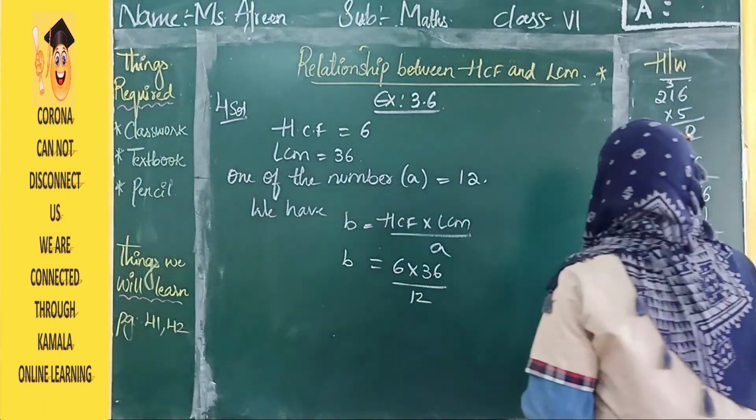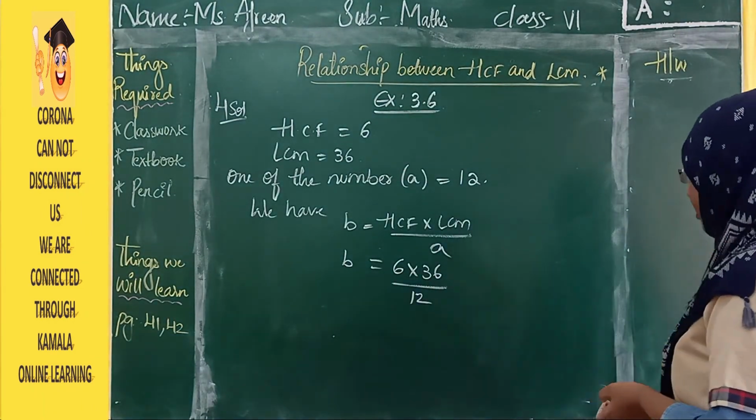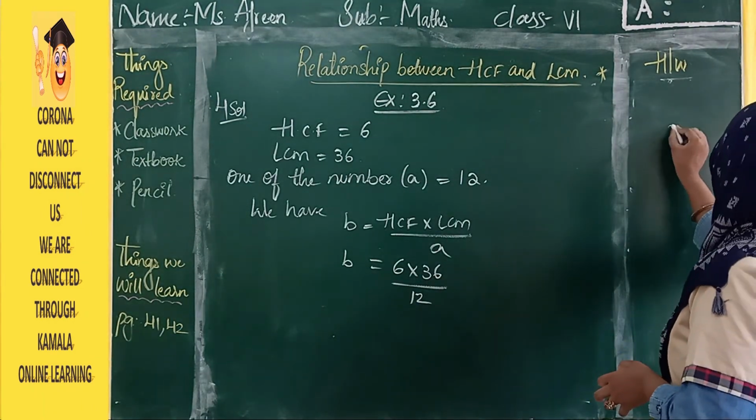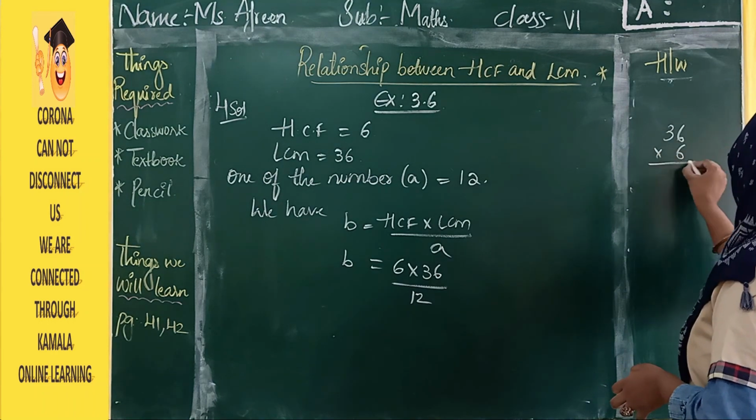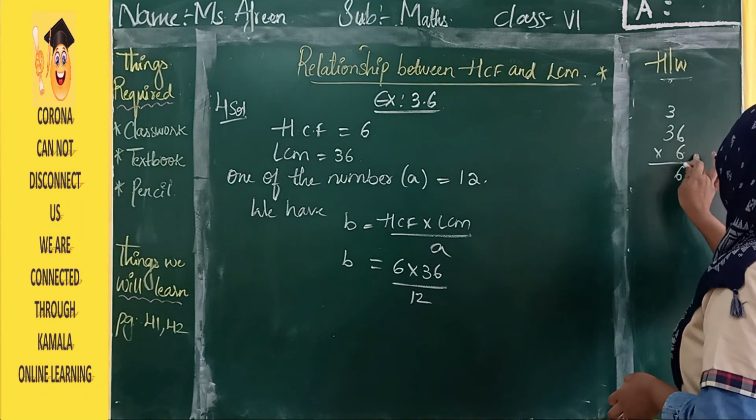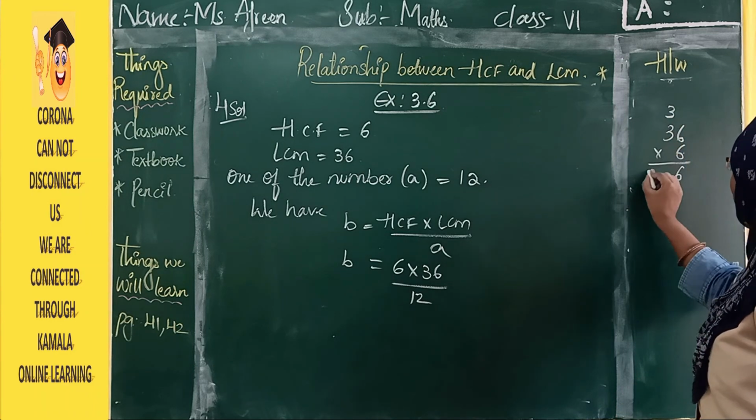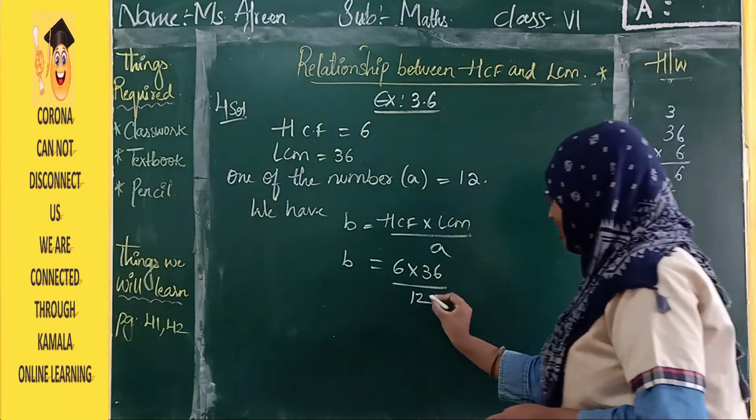What is 36 6s? 6 6s are 36. If you multiply, 6 6s are 36. 6 3s are 18, plus 3 is 21. So this is 216.